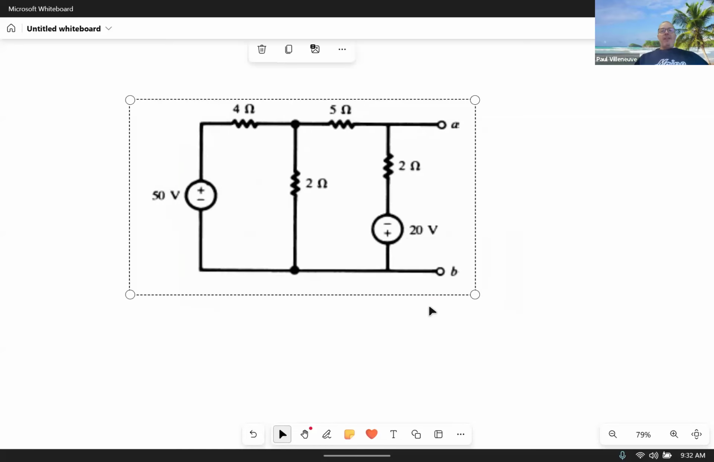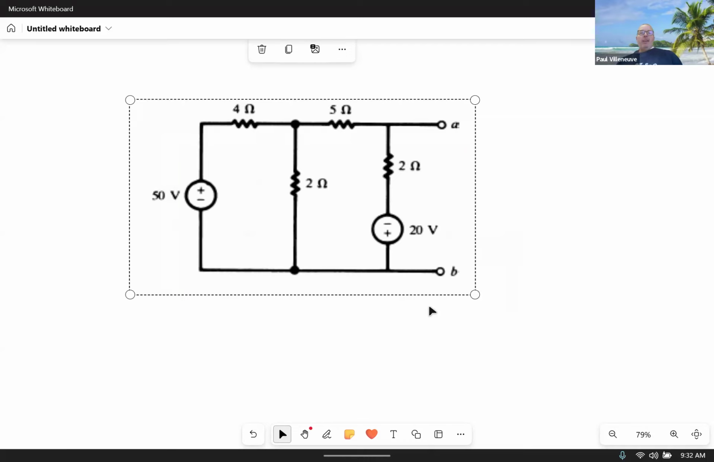And let's just do this problem. I don't know what the problem actually asks for, but let's go ahead and do this problem and try to figure out what would be the power dissipated or absorbed by all the elements in the circuit. Okay, that reasonable?